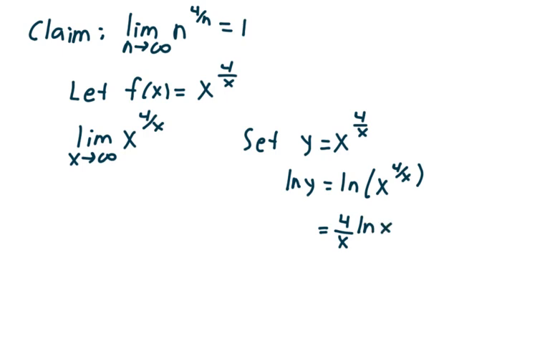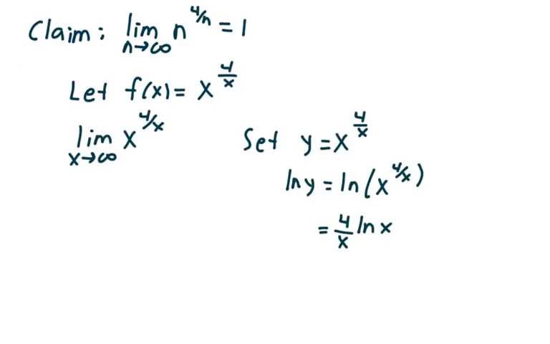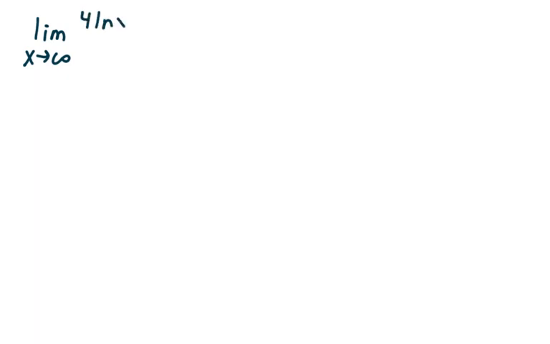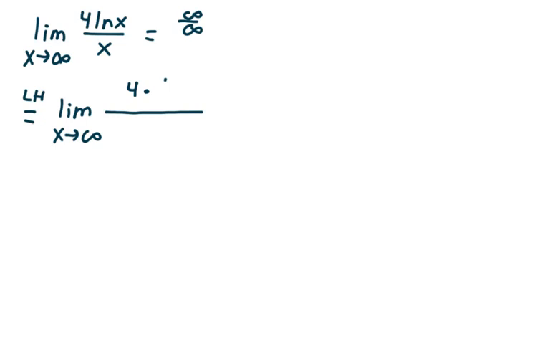Now, the limit as x goes to infinity of 4 natural log of x over x equals. Now, if you plug in infinity, you get infinity over infinity. And so by L'Hopital's rule, this is the limit as x goes to infinity of 4 times 1 over x divided by 1, right? The derivative of the numerator is 4 times 1 over x. The derivative of the denominator is 1. And so this is equal to 0.